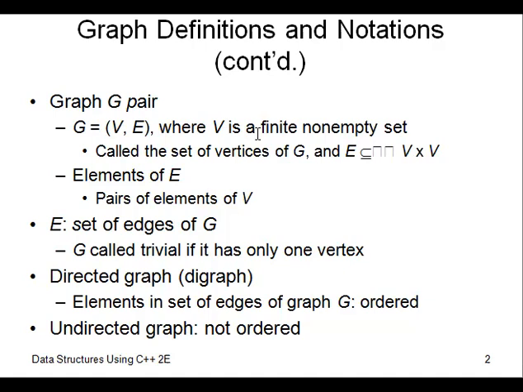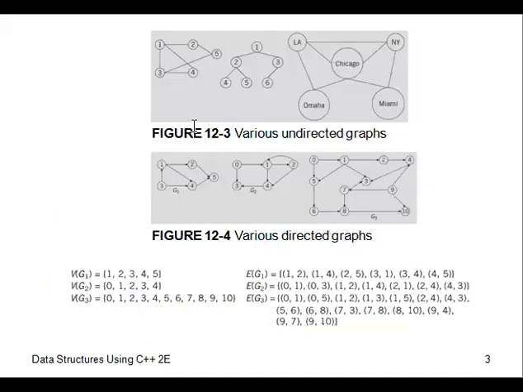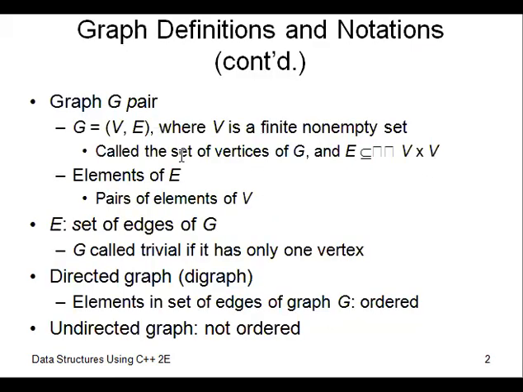For example, here in figure 12.3, three various graphs are shown. Here, the first figure denotes 1, 2, 3, 4, 5 vertices. Then in the set of vertices, each edge can be connected. That is called a graph. So graphs are divided into two types. One is directed graph, another one is undirected graph.